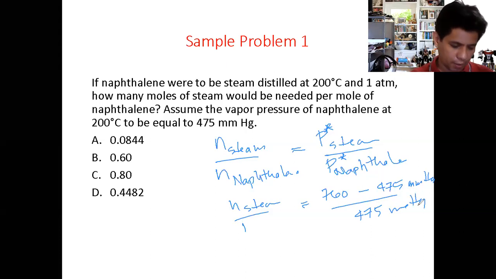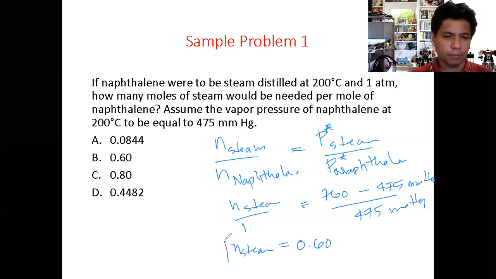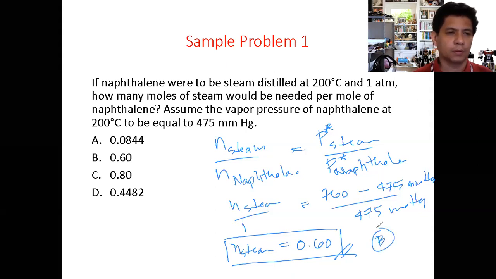So just use your calculator to find the answer. That would be 760 minus 475 divided by 475, which is 0.6. So the number of moles of steam is 0.6. That would be letter B. Let's try another one.